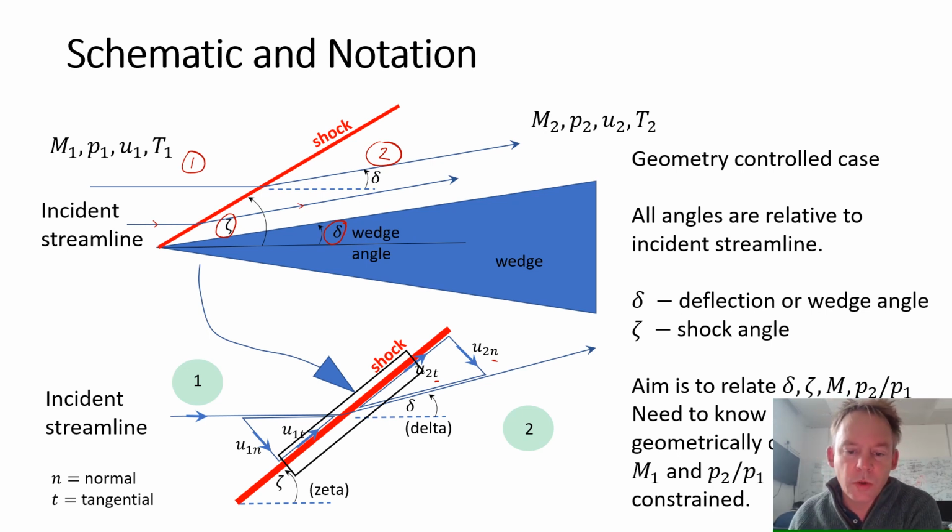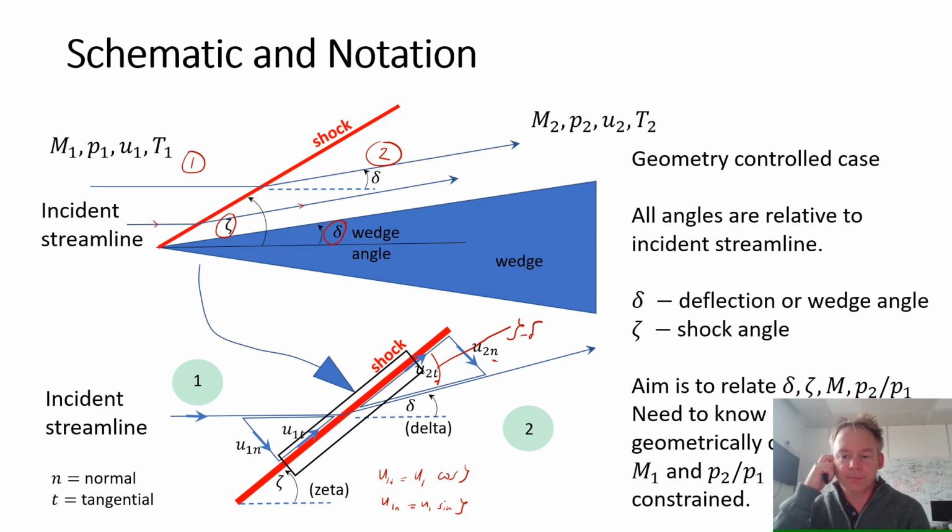So if we look here, u1t is just going to be u1 cos zeta, u1n is u1 sine zeta. We can do the same with the downstream components, but here we just need to take into account the fact that the angle is now zeta minus delta.